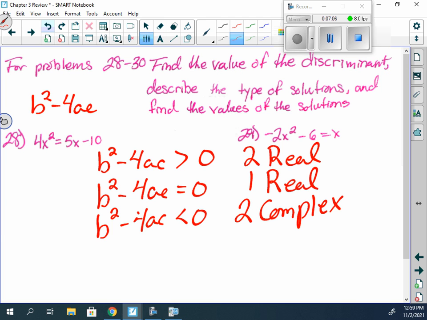And in the one case where we do have one real solution, it was the same number. x is equal to 1 and x is equal to 1. They're the same thing. So with complex, they're always going to be different. a plus bi and a minus bi. Those are two separate terms. So these are the three that we can have.